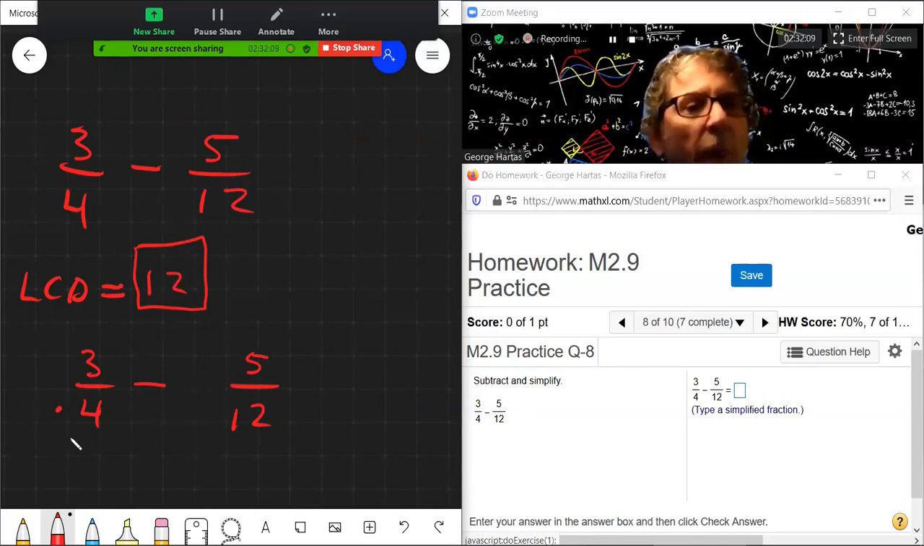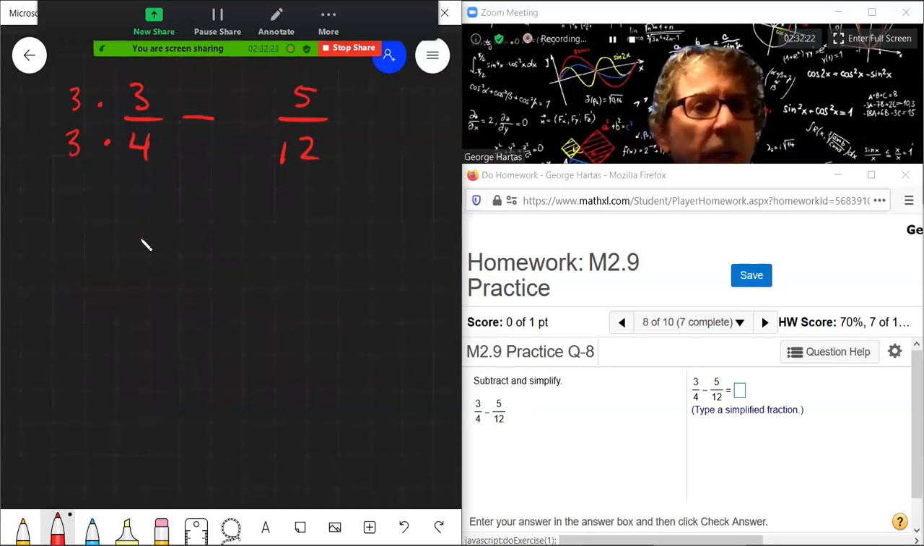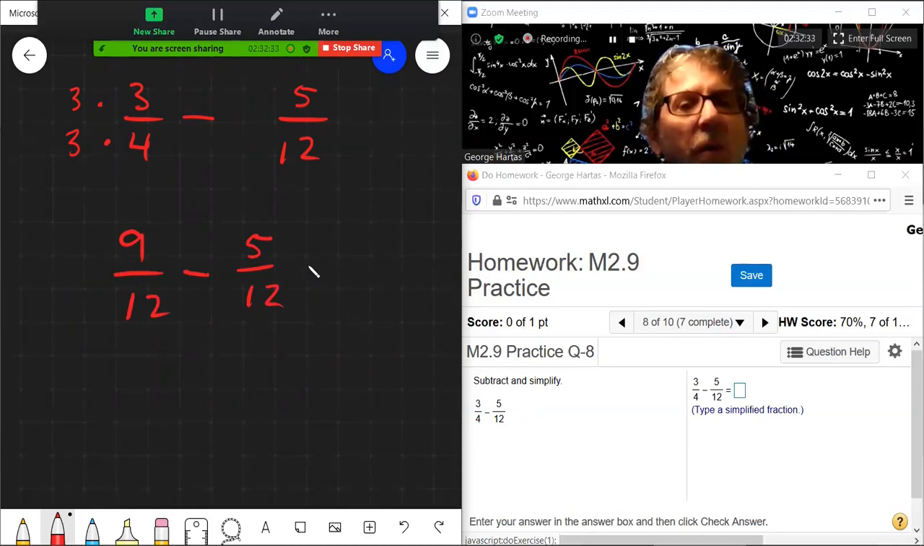So what number times 4 is 12, the LCD? That number is 3, which means this number is going to be 3. All right, let's multiply it out. So we got 3 times 3 is 9 over 12 minus 5 over 12. So what does that give us? 9 minus 5 is 4 over 12. And that's the answer, right? No, you said. Correct. Because in step 4, we want to reduce.